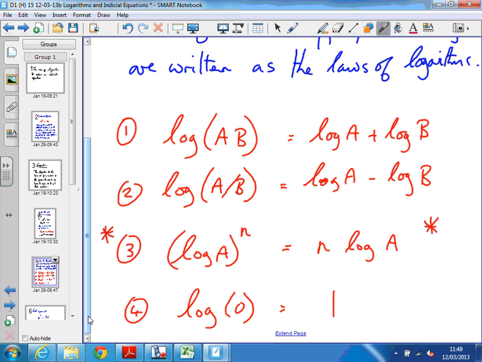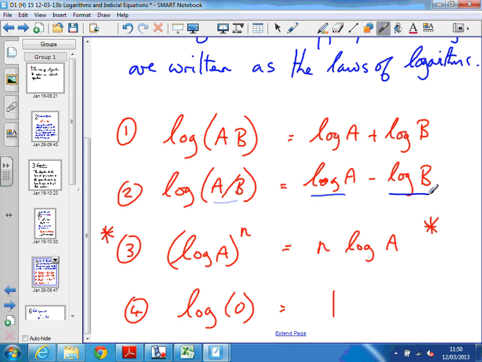If I've got two numbers multiplied together, remember these are powers. When you multiply, you add the powers. So we add the logarithms, which are the powers. When you divide numbers, you subtract the logarithms.